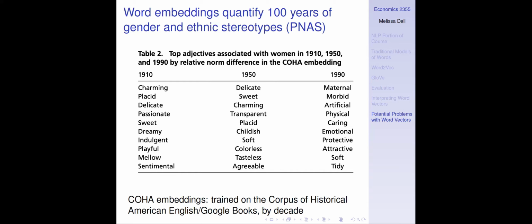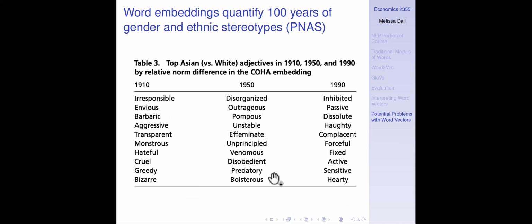And I think the words you see here are not necessarily very surprising. In 1910, women are charming, placid, delicate, mellow. And you see a lot of the same words in 1950, although there start to be maybe some things like tasteless there. And then you see things shift a little bit in 1990. There's less emphasis on women being fragile, but the stereotypes you might expect: maternal, caring, emotional. I guess soft goes along with some of the prior ones.